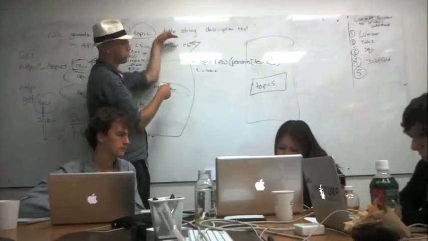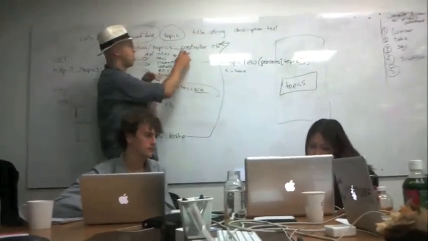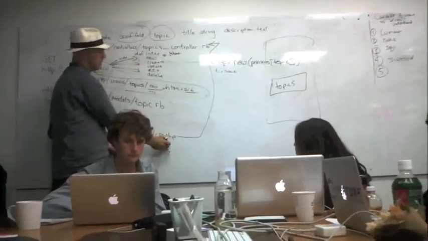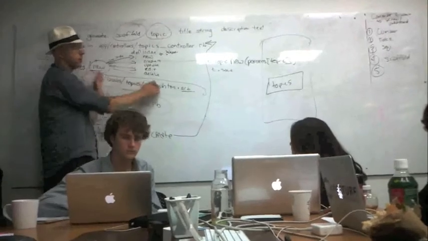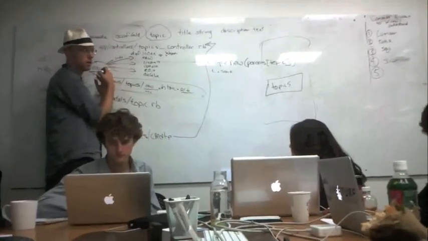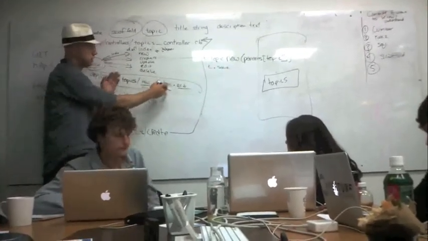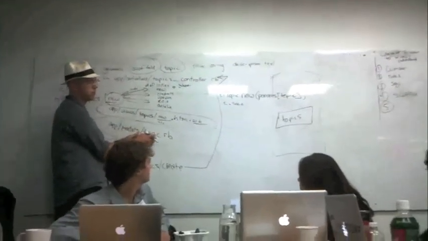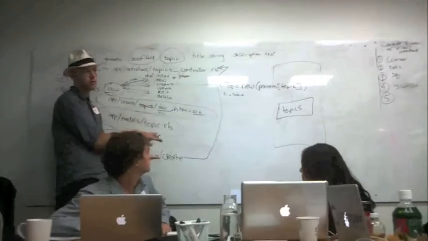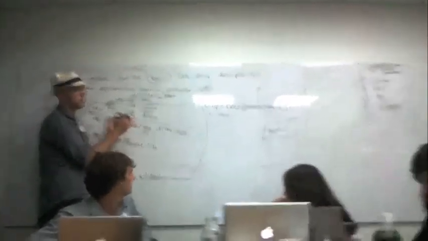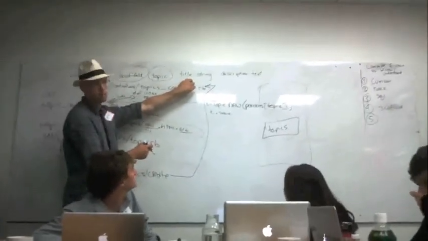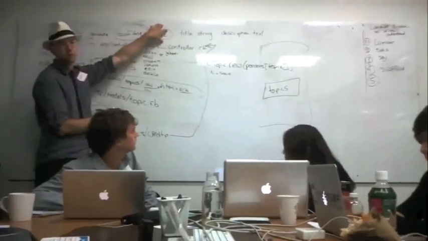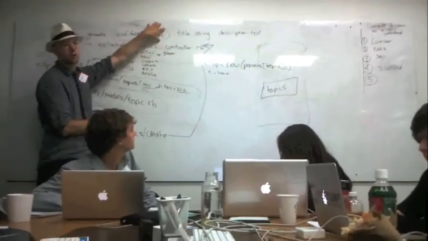So we have the controller. The controller's job is to intercept actions that are coming from web requests. The view's job is to display a human readable format. And the model's job is to coordinate storage and persistence of the details, the attributes of a resource, aka of a particular model.